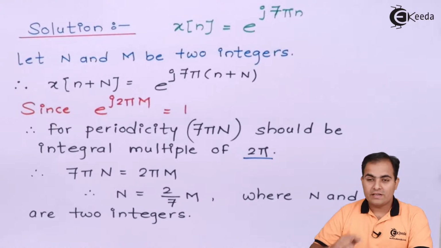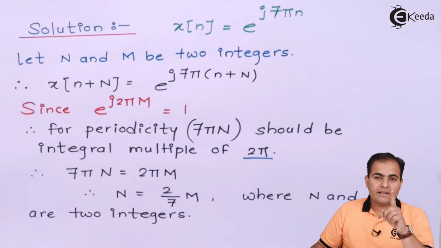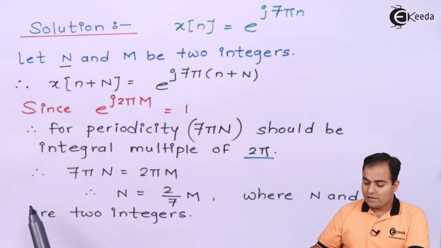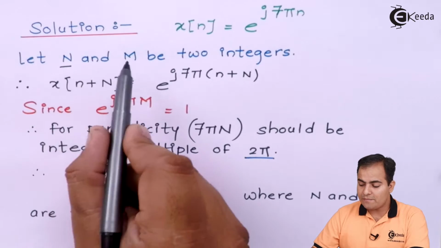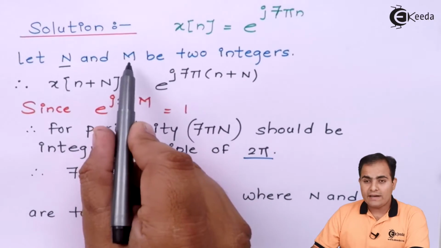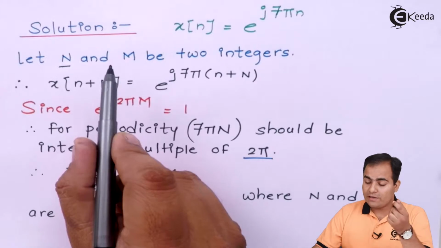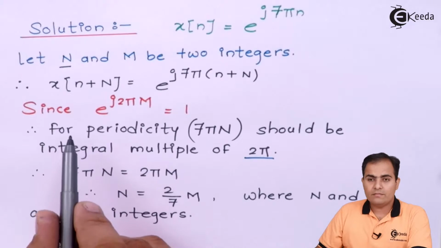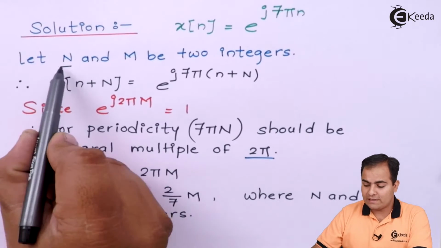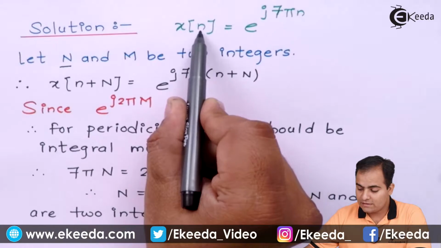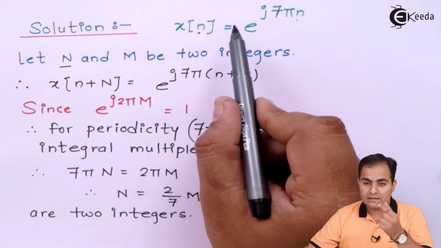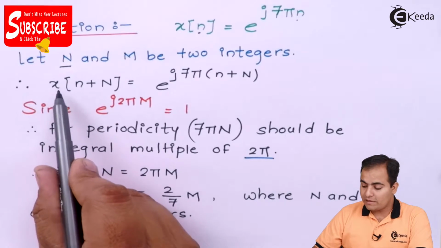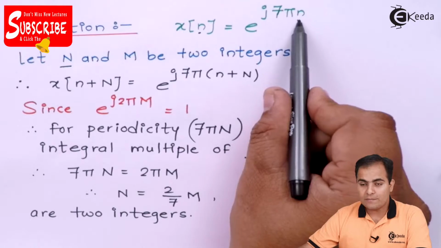Now in the previous numerical also we added one delay. Here also I am going to consider n and m to be two integer values. At the end I am going to find the value of capital N using m. How and why, we'll see later. First of all we will add a delay, which is capital N, in place of small n. So after adding the delay, the equation will be x of n plus N, where n is replaced by n plus N.